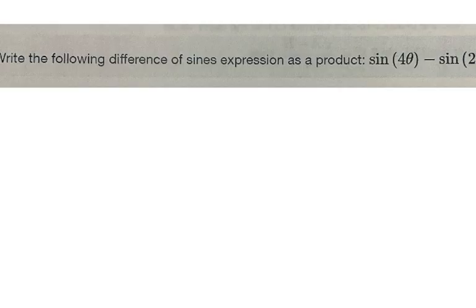Here it tells me to write the following difference of sines expression as a product. So this was a difference, write it as a product. Some people look at this and think that they can combine these. You can't because they are different angles. You can only combine if they're the exact same trig function and the exact same angle. So there's really nothing I can do mathematically to simplify this without one of those formulas. If I'm looking at sine minus sine, that would be the second formula.